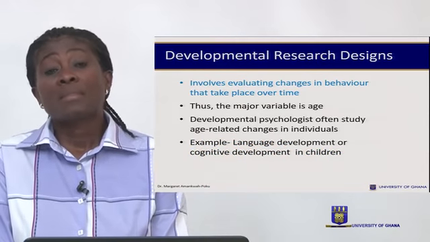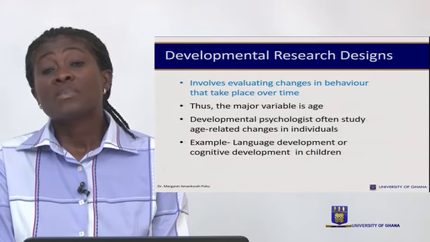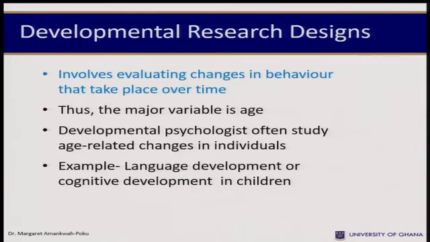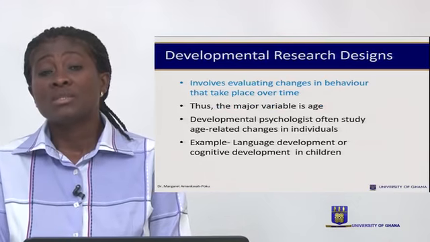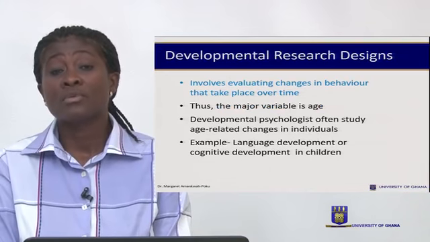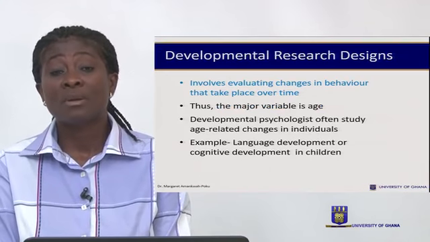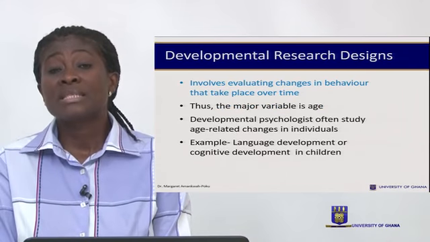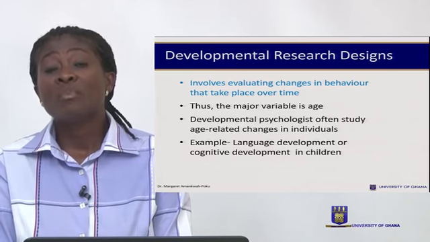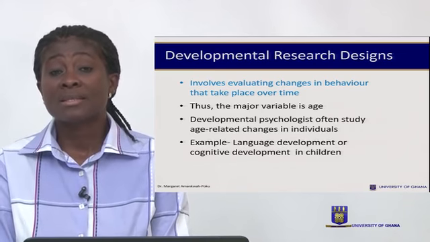So another descriptive research method is the developmental research method. Basically, this method involves evaluating changes in behavior that takes place over time. So the major variable here is age. As people age, how do they change? You measure that on several variables. So for example, if you take language development, as children grow and as they age, how does language develop? How does language development progress, etc., etc.